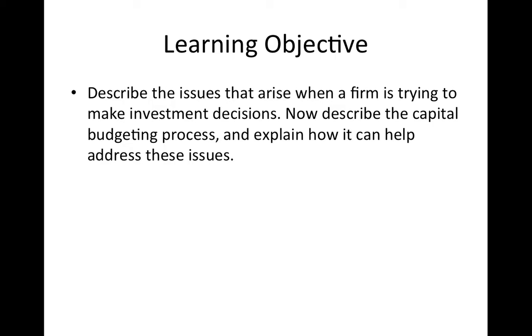So, first learning objective I have for you, I want you to understand and describe the issues that arise when a firm's trying to make investment decisions, and then describe the capital budgeting process, the steps and how they can help address those issues. The capital budgeting process is the label we use for the process that most firms use when they're deciding what things to invest in, how much to invest, all of that sort of thing.